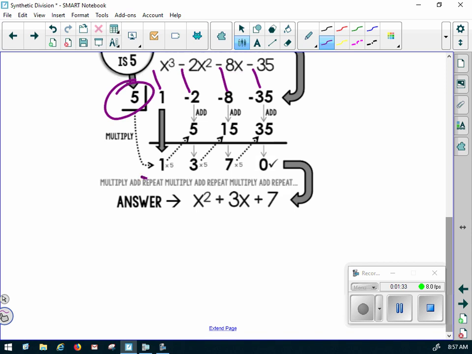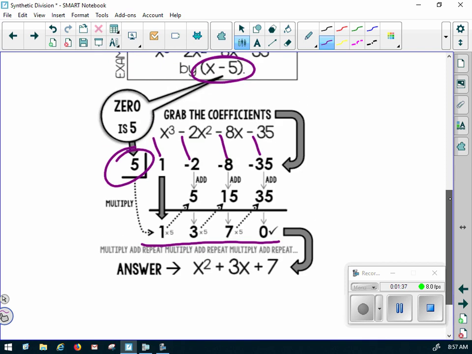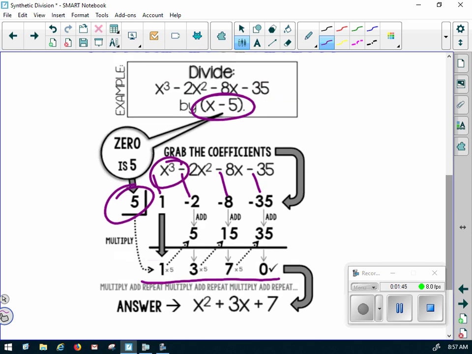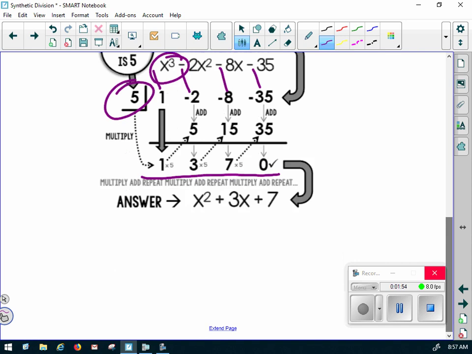Now, when we get this answer, we're going to talk about what that means. At the beginning, we had x cubed divided by x. Well, what's x cubed divided by x? So it's x squared. So this right here is the coefficient of x squared. So it's 1x squared plus 3x plus 7, and the remainder, none. There's no remainder.